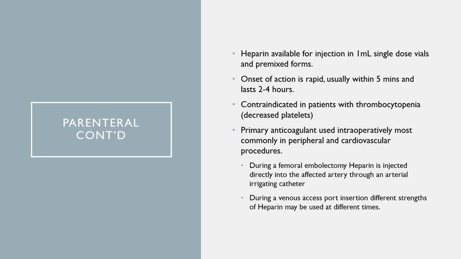Okay, as we talked about a minute ago, during a femoral embolectomy, heparin is injected directly into the affected artery through an arterial irrigating catheter, and that is to make sure that our blood is flowing freely through there and we're not going to clot. And during a venous access port insertion, this is another instance where we will use heparin, but we may use it in different strengths. We may use it in 10 units per milliliter and also 100 units per milliliter. And they are used at different times, so that is where our diligent, accurate labeling comes in, and we're making sure that we are repeating out loud to the surgeon what it is that we are giving them.